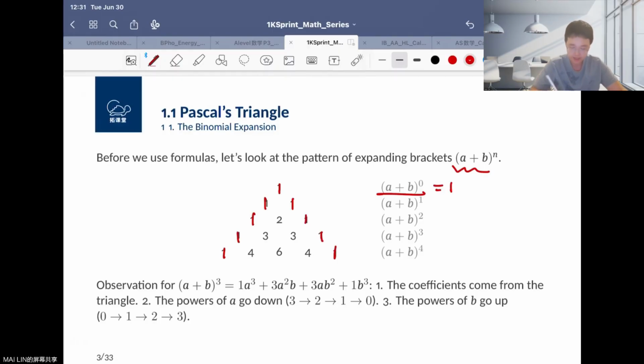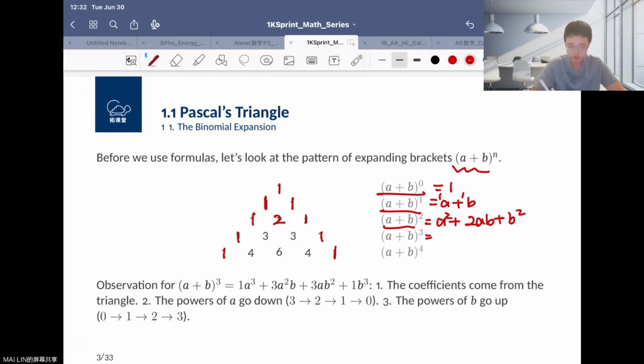So we can say (a+b) to the power of 1 equals a plus b, right? So the coefficients of a and b are 1 and 1, right? So here means 1 and 1. And if you are trying to expand (a+b) squared, that is a squared plus 2ab plus b squared, right? So you can find the coefficients of a squared, ab, and b squared are 1, 2, 1, right? So here is 1, 2, 1.